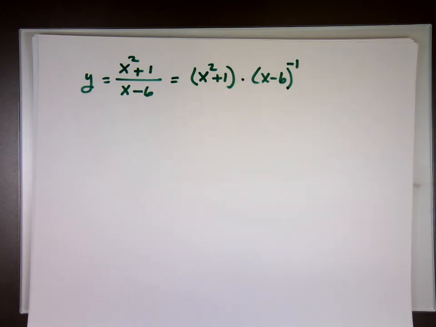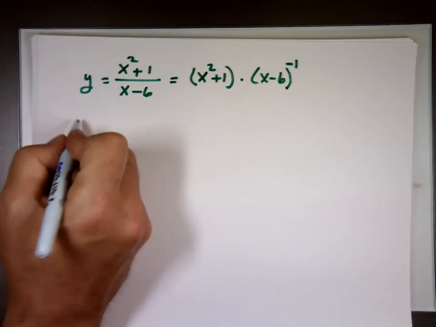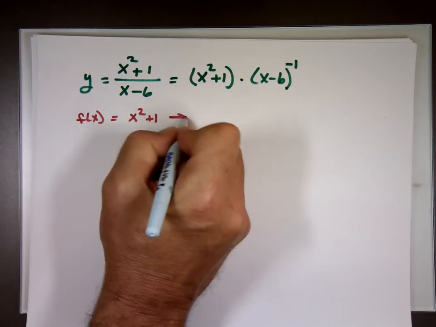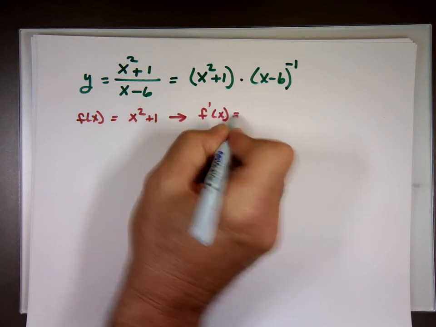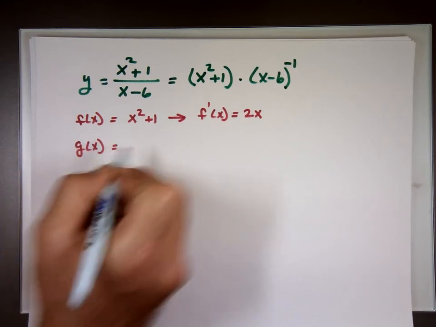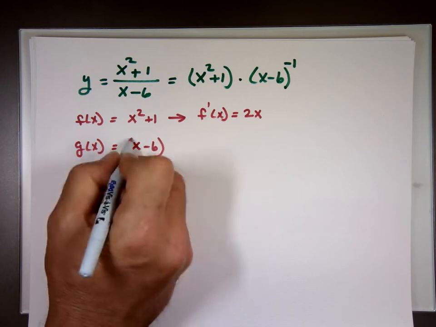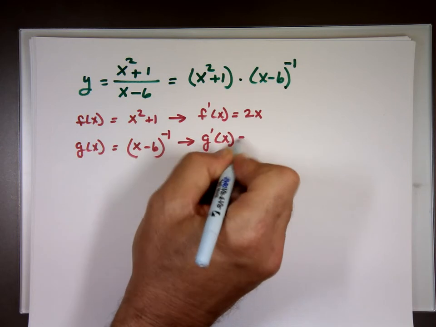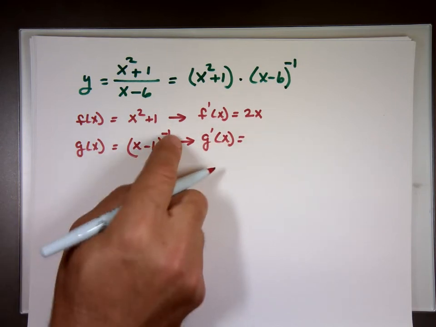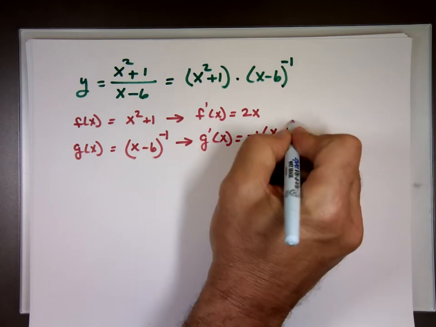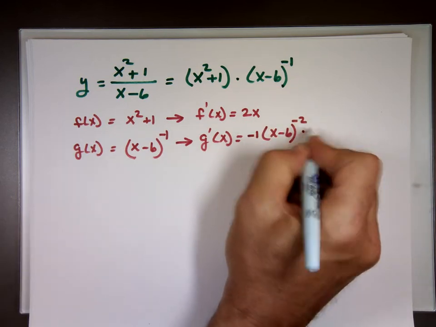Now you can use the product rule because you have a multiplication. f of x is the first one. And what's the derivative of that? Is that 2x? And g of x is what? x minus 6 to what power? Negative 1. The derivative of that, notice that power is different than 1. The extended power rule, the general power rule, is minus 1 times x minus 6 to the power of negative 2 times the derivative of what's inside that, which happens to be 1.